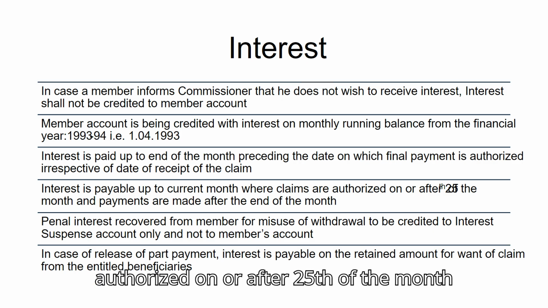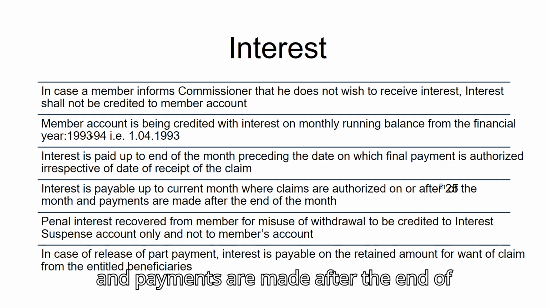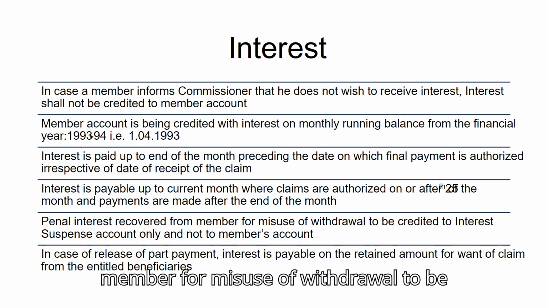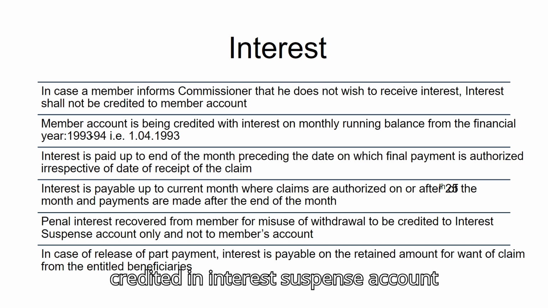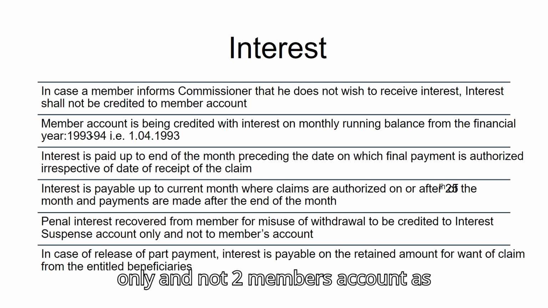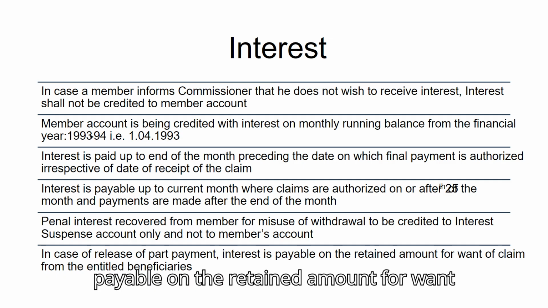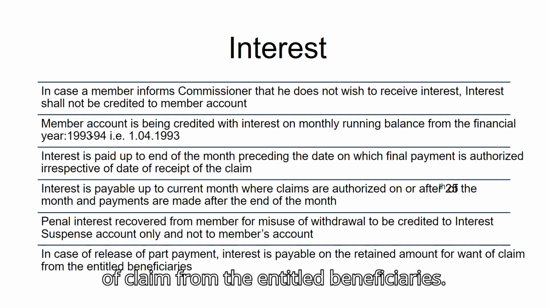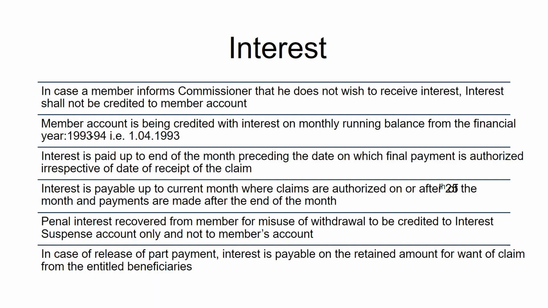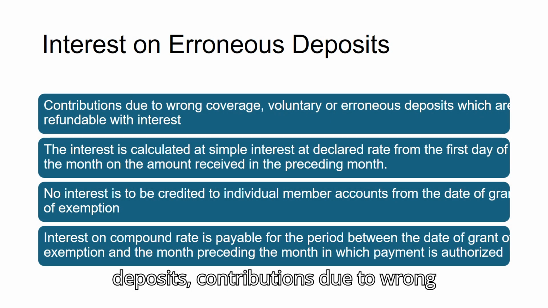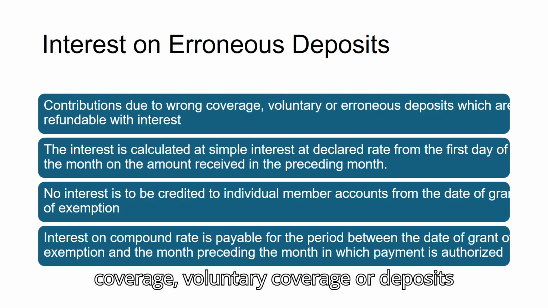If the claim is authorized on or after the 25th of the month and payments are made after the end of the month, interest is payable up to the current month. Interest recovered from a member for misuse of withdrawal is to be credited to the interest suspense account only and not to the member's account, as discussed earlier. In case of release of part payment, interest is payable on the retained amount for want of claim from the entitled beneficiaries.